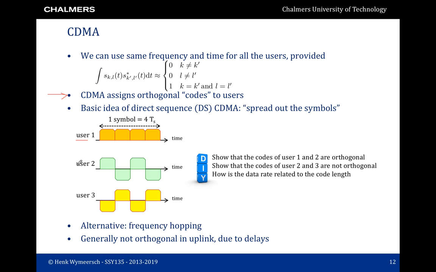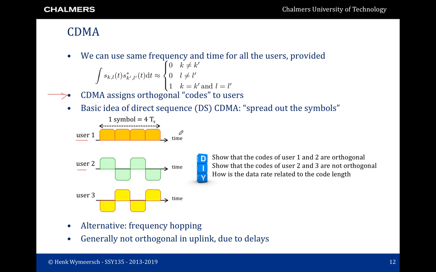Let's consider user 1 and user 2. User 1 and user 2 each want to send one QAM symbol, their own QAM symbol, but to do that they will use 4 symbol slots. So user 1 will use 4 T_s, user 2 will use 4 T_s to send a single symbol, but they will use different codes. The code for user 1 is 1, 1, 1, 1. The code for user 2 is 1, minus 1, 1, minus 1.